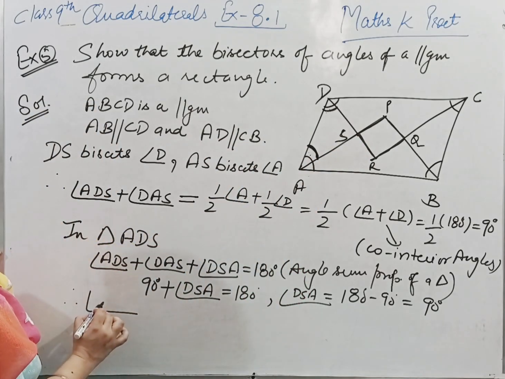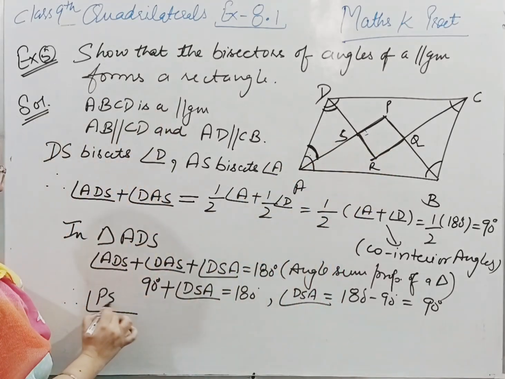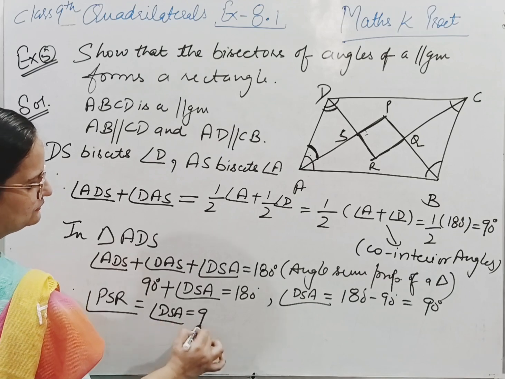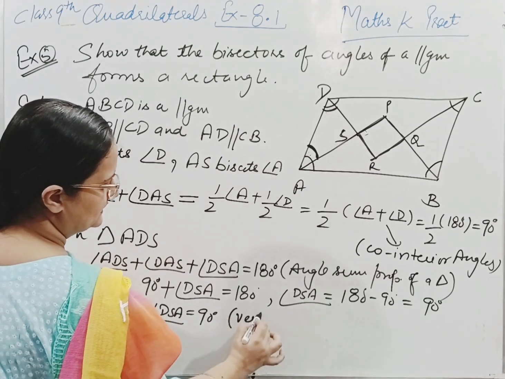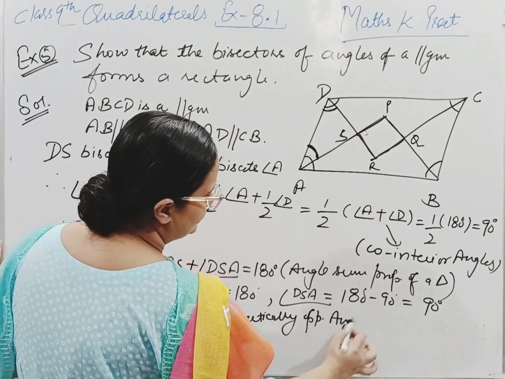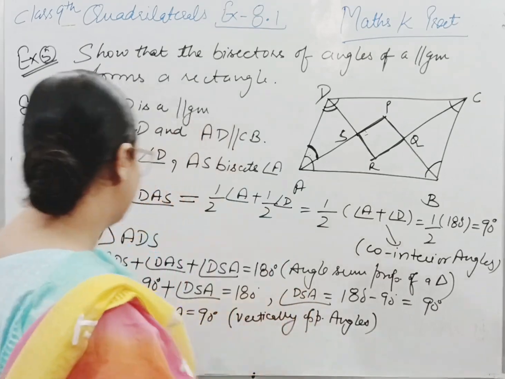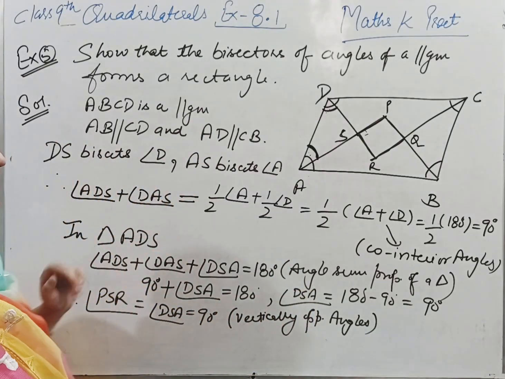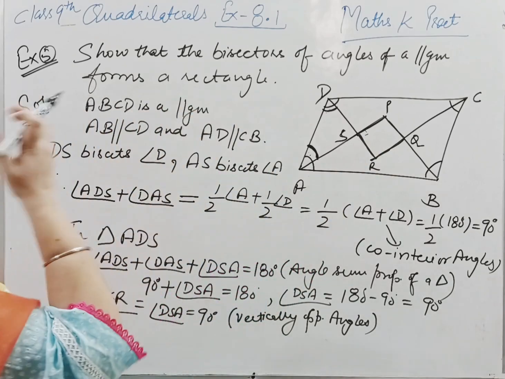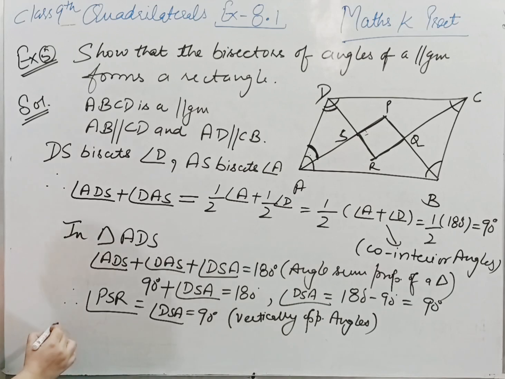Therefore, angle PSR, this angle, will be equal to this angle. This angle is further equal to 90 degrees. Why? Vertically opposite angles. When two lines intersect, we get a pair of vertically opposite angles which are always equal. So this angle will be directly equal to 90 degrees. Now if this angle is equal to 90 degrees, then in a similar way we can also show that the rest of the angles are 90 degrees.